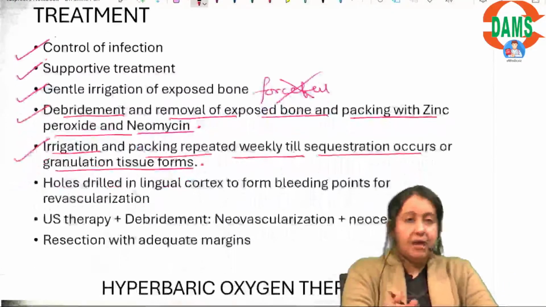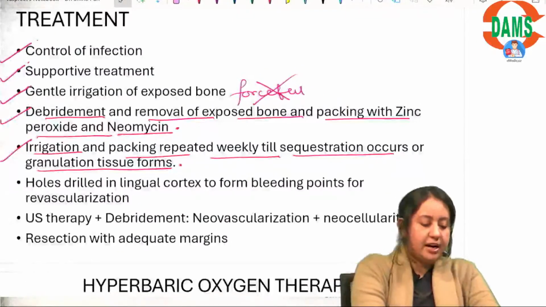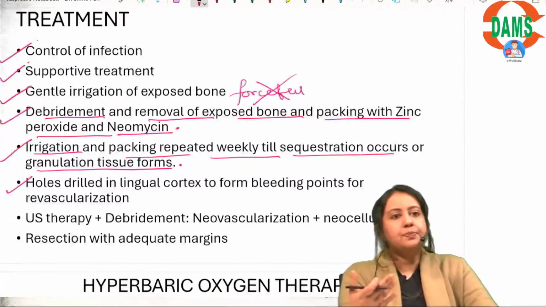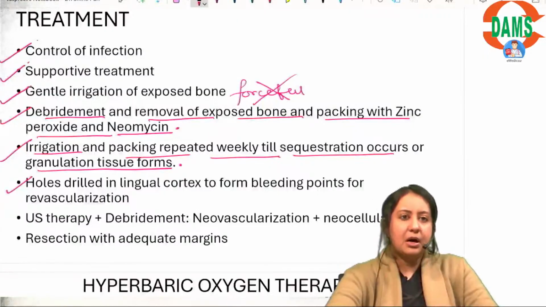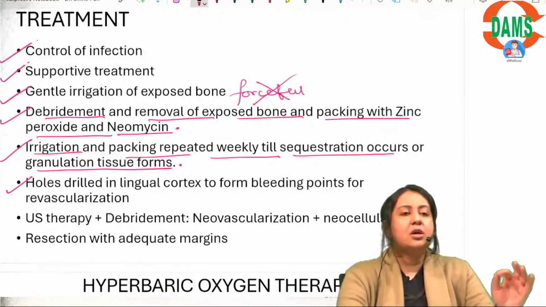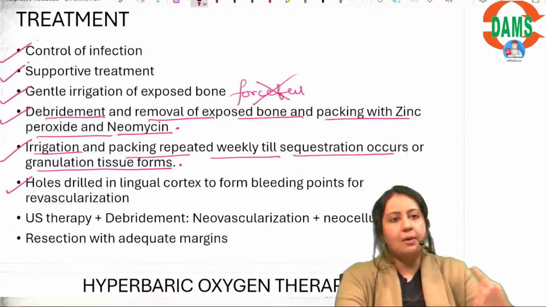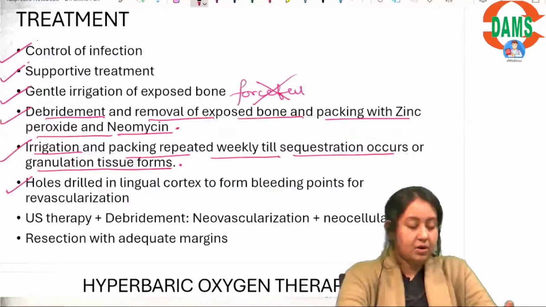Apart from this, what we can do is holes are drilled in lingual cortex to form bleeding points for revascularization. So if only the buccal cortex is involved, and if you feel that the lingual cortex is healthy, what you can do is you can drill holes or punch holes in the lingual cortex to induce bleeding, and this will help in revascularization.